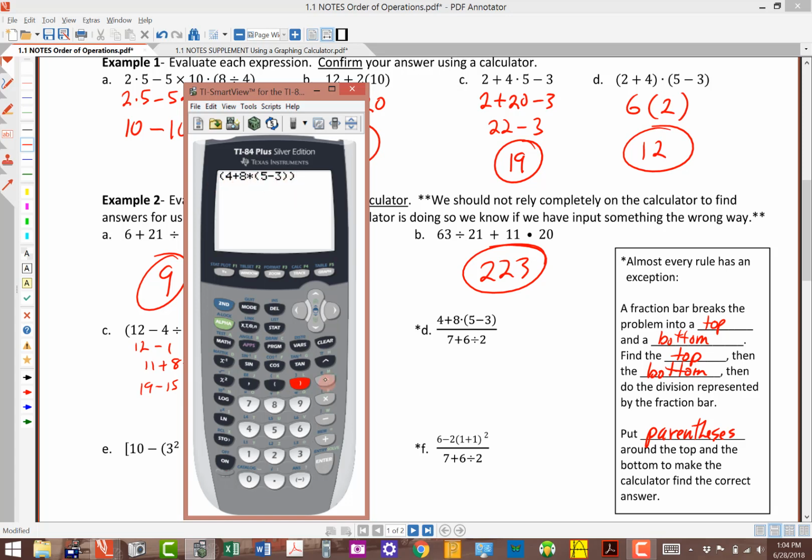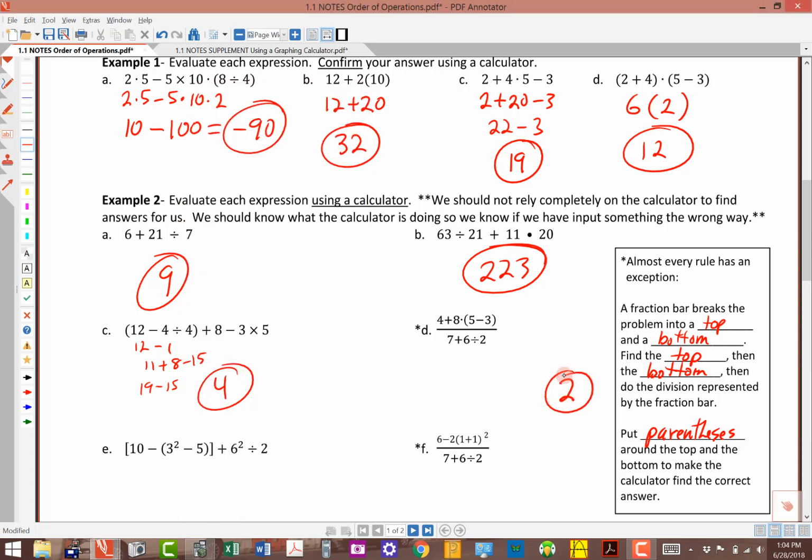Then I'm going to hit divide, and I'm going to do an entire set of parentheses for the bottom. So I'm going to do 7 plus 6 divided by 2. And we're going to close the parentheses. And I'm going to hit enter. And it says that the answer is 2. Okay, so I'm going to put a 2 right here, and I'm going to circle that. Now let's double check and make sure just a couple different ways.